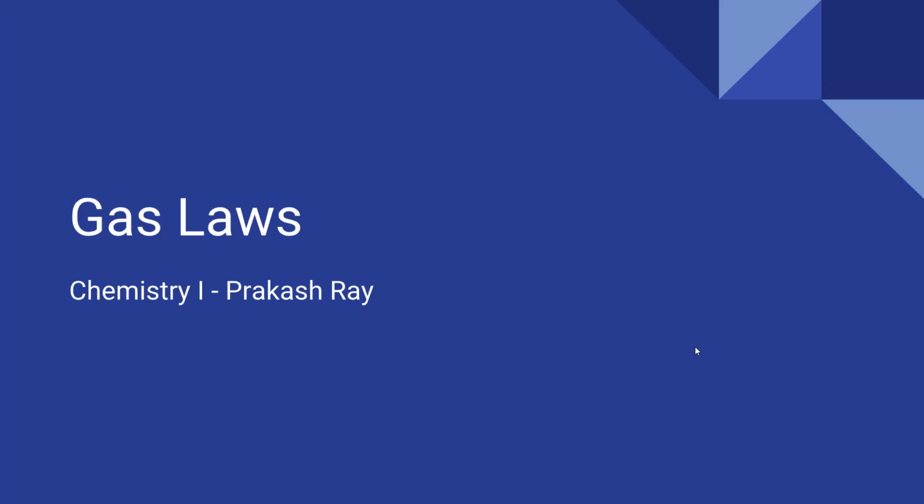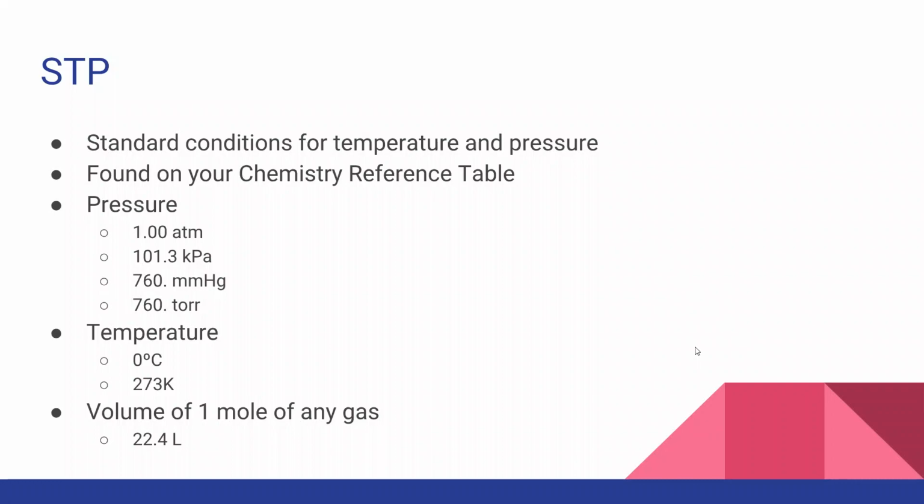Gas laws. So STP, that's the standard conditions for temperature and pressure. You can find this on your chemistry reference table. At STP, the pressure is going to be 1 atmosphere (ATM), or 101.3 kPa, or 760 mmHg, or 760 torr. So these are all equivalent.